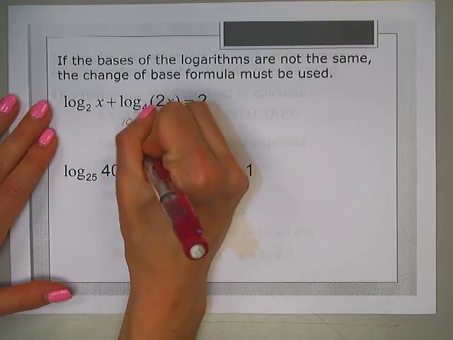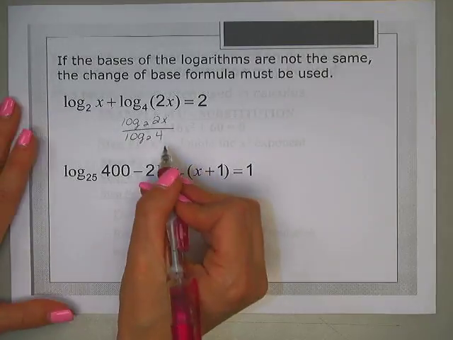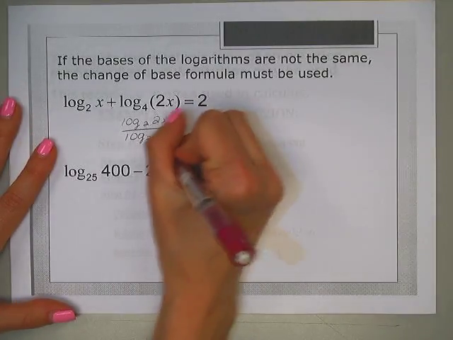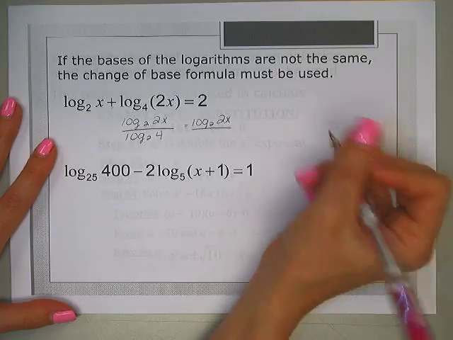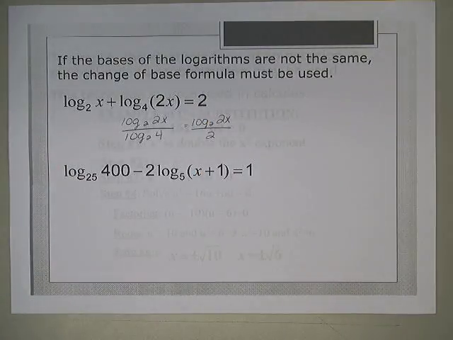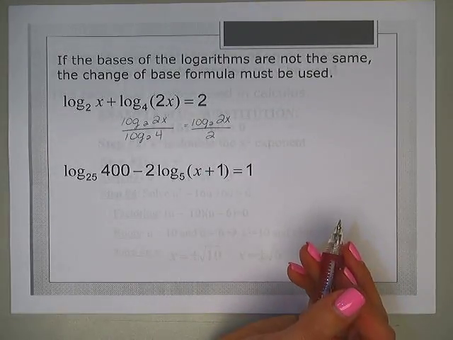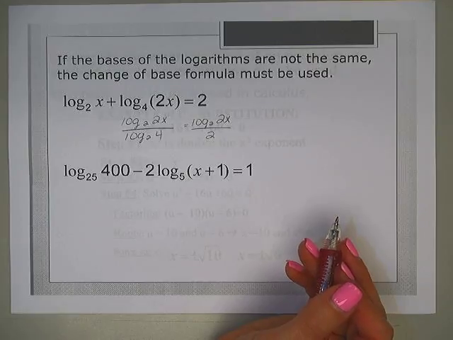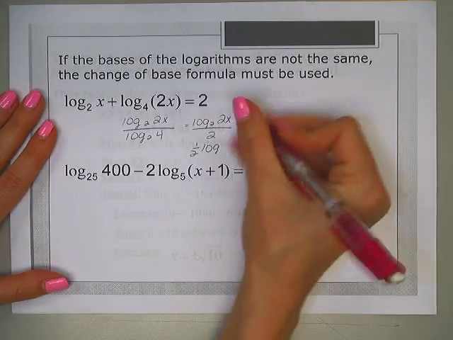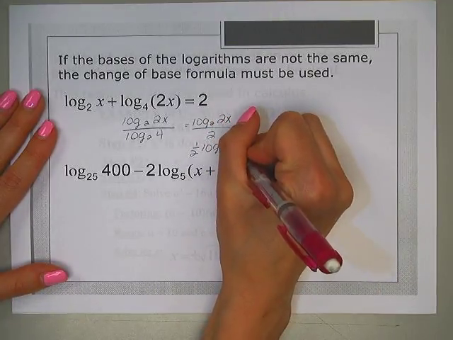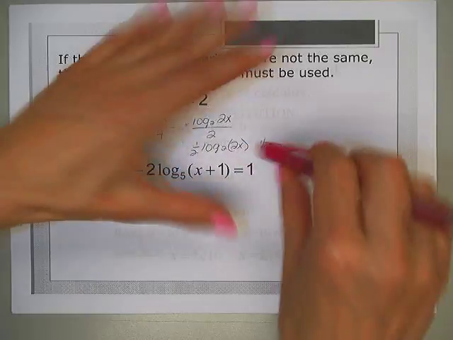Now, we have to use change of base formula if the bases aren't the same, right? So I look at the bases, I've got 2 and 4. I can't use product property because my bases aren't the same. But watch what I can do. Let's manipulate this and change it to base 2. I've got log base 2 of 2x over log base 2 of 4. Right? So I've got log base 2 of 2x over 2.